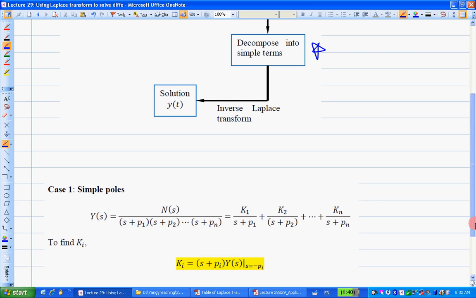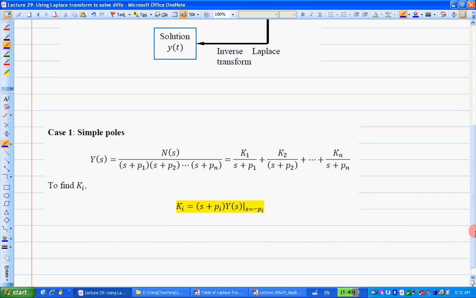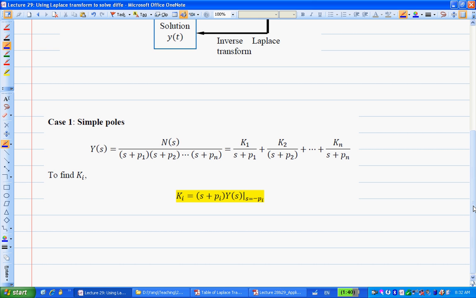And we're going to look at different kinds of cases. The first case I wrote down, and we haven't had the chance to exercise yet. So when you have simple poles, so the concept of poles is basically that your Y of s is a numerator divided by a denominator. If the denominator is separated or broken down into those simple factors here, this is what we call simple poles. Those are real ones, p1 to pn, real poles.